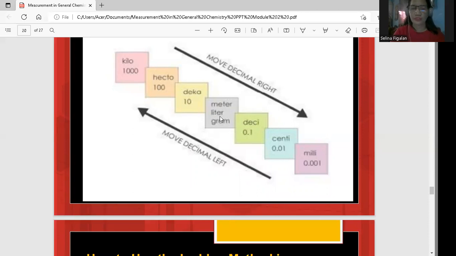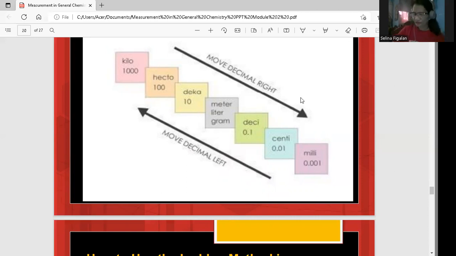Iko-convert mo siya into liter. Ituro yung first 125 milliliters. So milli, ito yung class. So paano mo siya i-convert into liter? Itong liter class, so paakyat, movement of the decimal is going to the left. So ang mangyayari niyan, i-move mo ito.